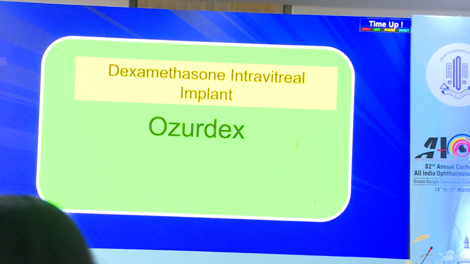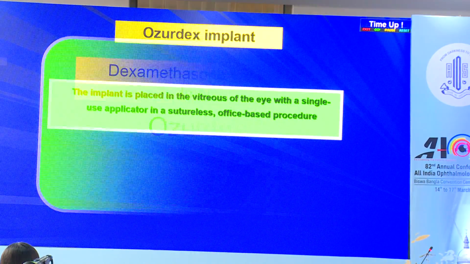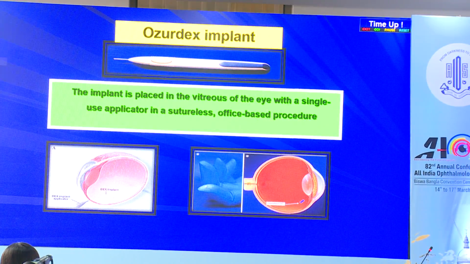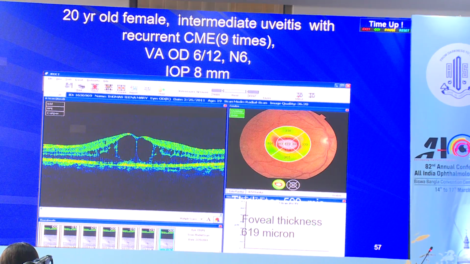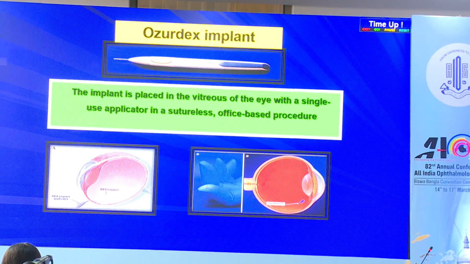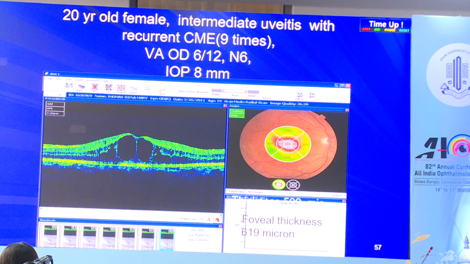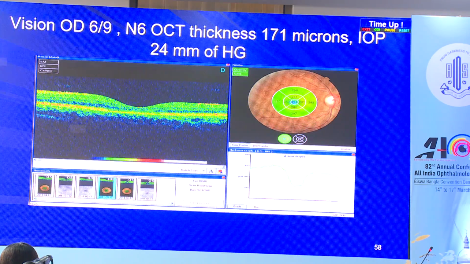Dexamethasone intravitreal implant has come in for cases of particular macular edema and recalcitrant vitreous haze, and the implant is placed in the vitreous cavity. It is a biodegradable, sutureless, office-based procedure. Often you can do it in the OT also. This is a case of cystoid macular edema. Six times the patient developed cystoid macular edema, and responded elegantly to intravitreal Ozurdex implant.